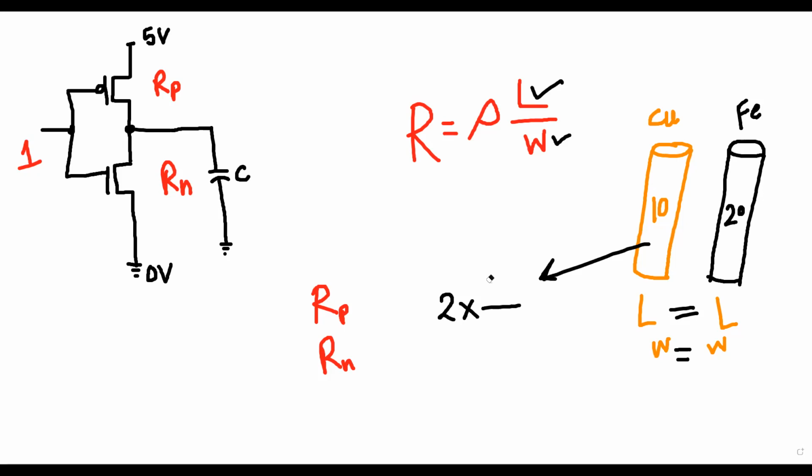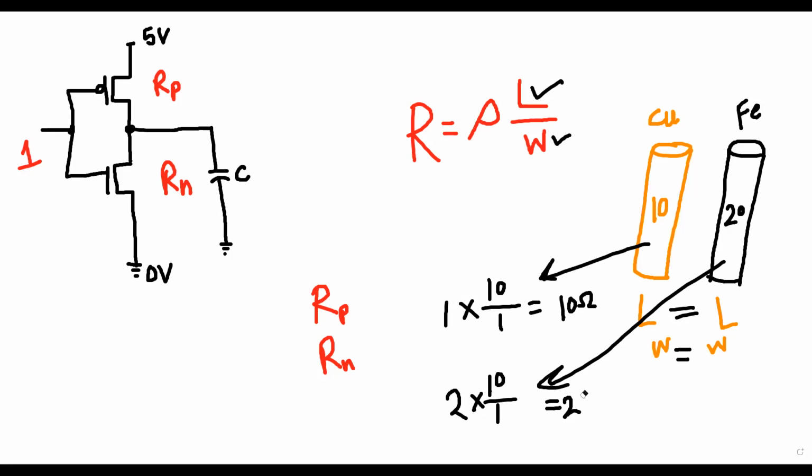Here the rho is 1. In this case, the rho is 2, the length is 10, and here the resistance is 20 ohm. Now I want to make the resistances equal. How can I do that? I cannot change these, this is fixed for copper and this is fixed for iron. We can change length and width.